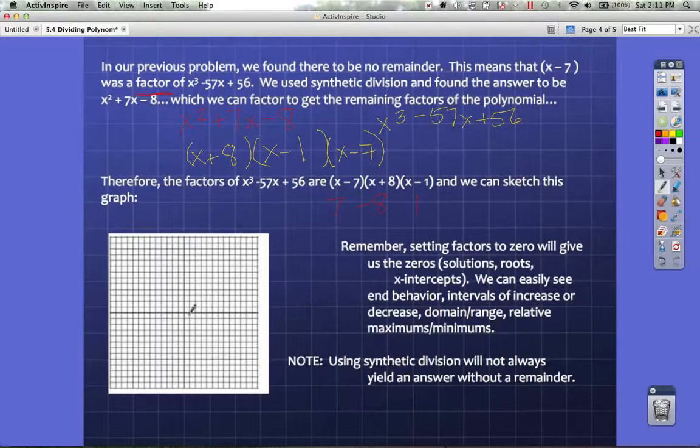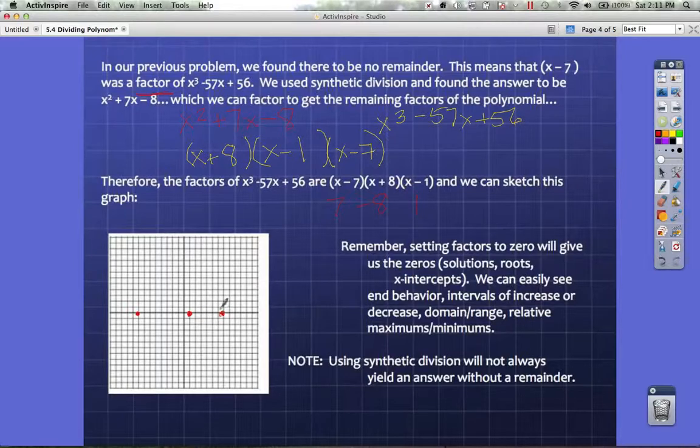So at +1 and at -8, making sure. And then +7.